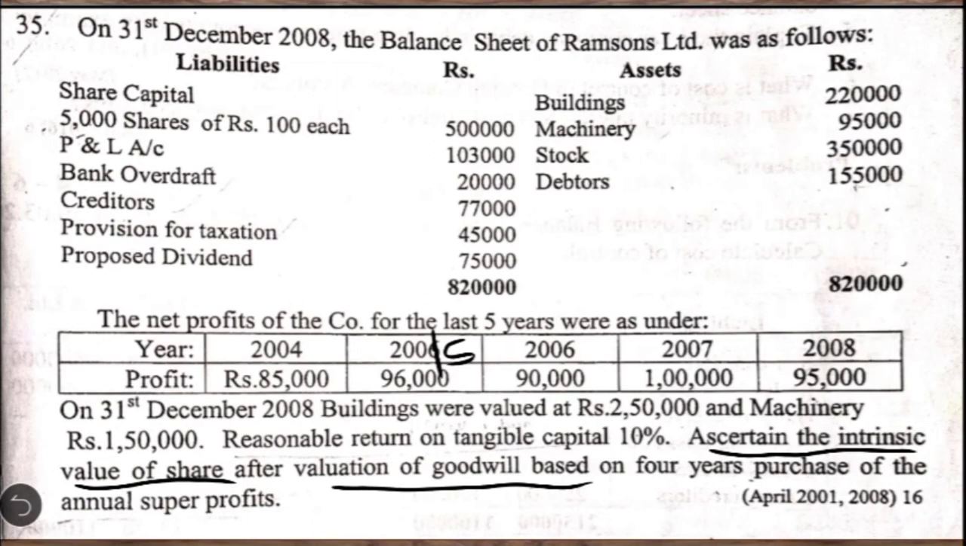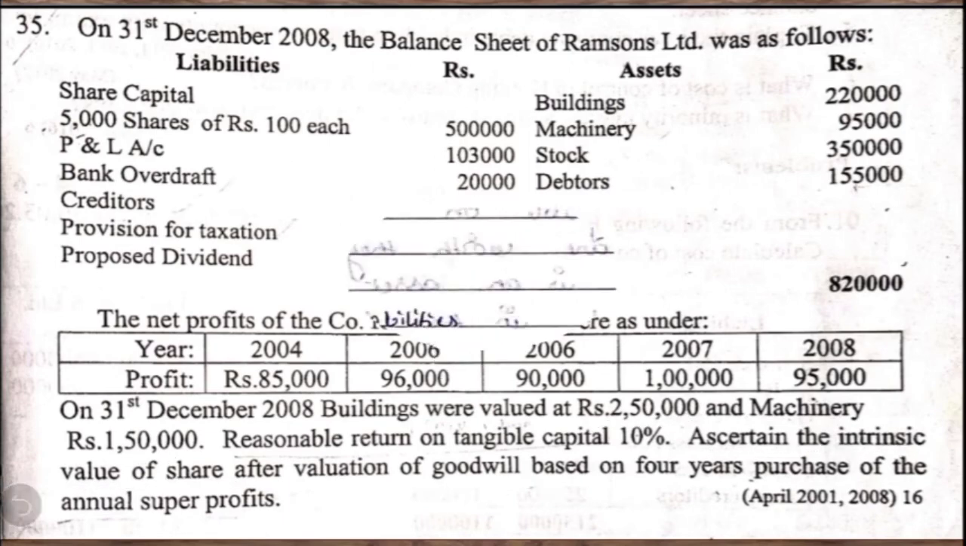So coming to building, they have given present value, how much? 2,50,000. Machinery also they have given present value 1,50,000. Stock as it is we have to write, and debtors also we have to write as it is. From these 4 assets at their present value, we are going to deduct the external liabilities, liabilities to outsiders, both short term and long term. First they have given equity share capital, it's not a liability. Profit and loss account, no. Bank overdraft, yes. Creditors is a liability. Provision for taxation is a current liability. Proposed dividend is a current liability.